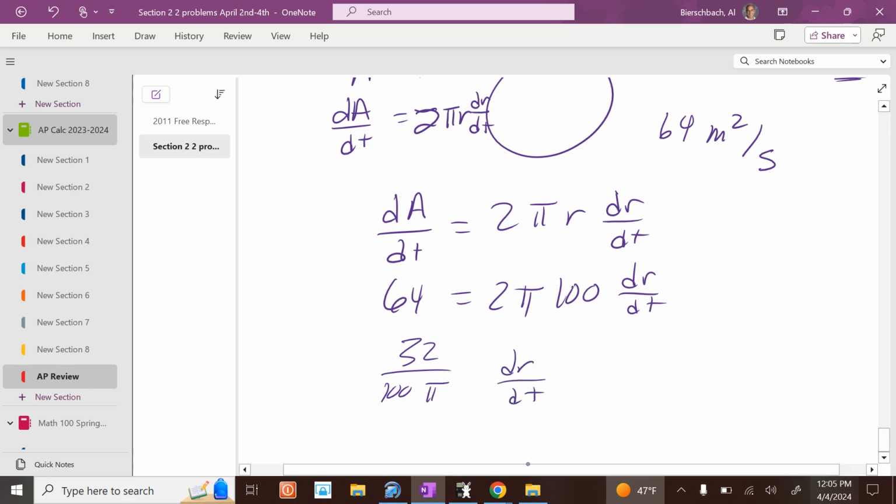32 divided by 100 pi, ooh, that doesn't look right. 640. I said 64, 640. So 320 divided by that would be choice A. Nope, choice D, 6.4. What did I not? 44 says D, 6.4. 640 meters squared, 2 pi r dr dt. All right, go to lunch and then we'll figure it out.